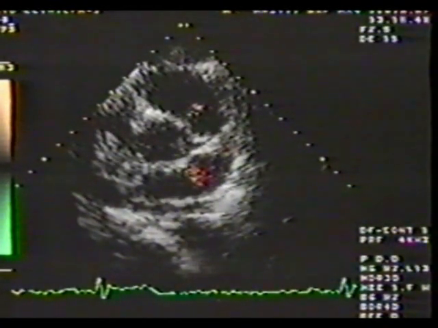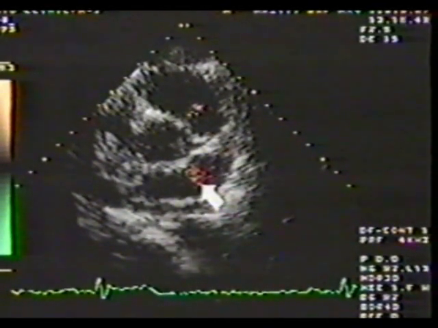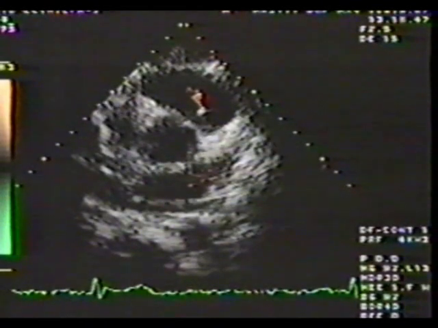In this diastolic frame, we again see red signals in the left atrium from pulmonary venous inflow. This small amount of red near the tip of this closed pulmonary valve cusp represents physiologic pulmonary regurgitation.